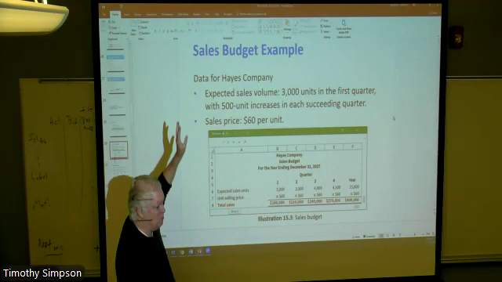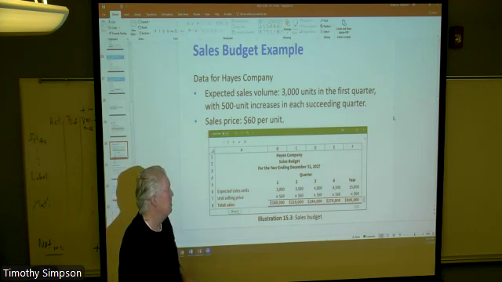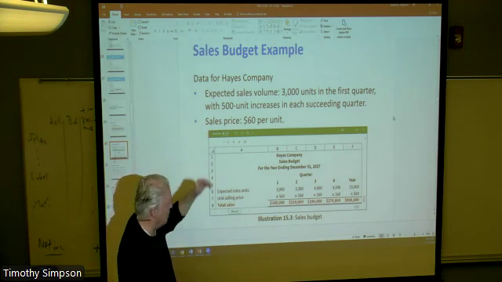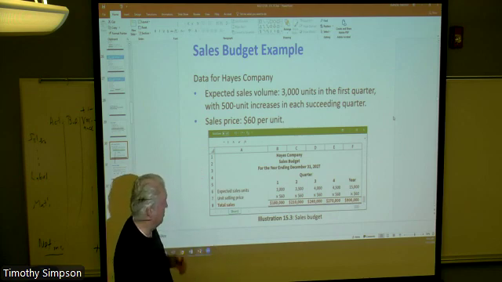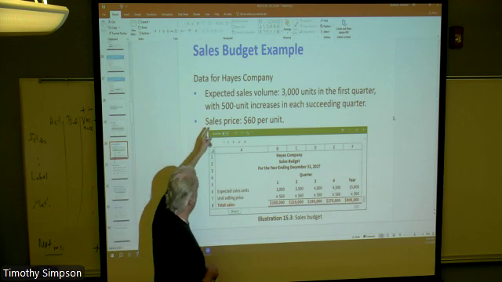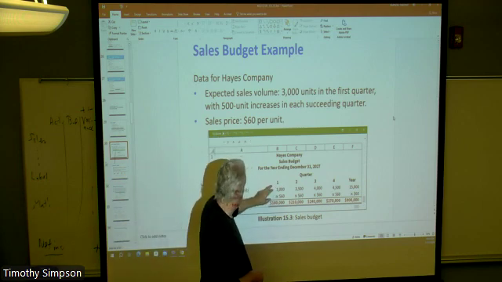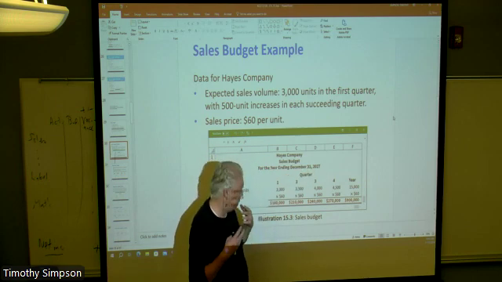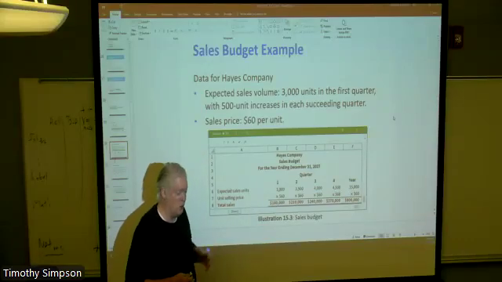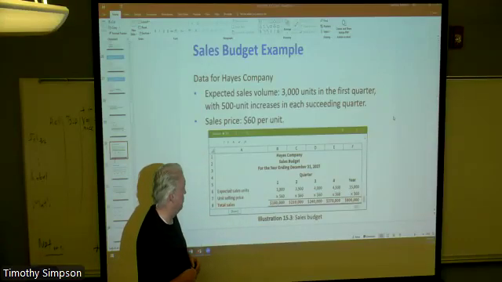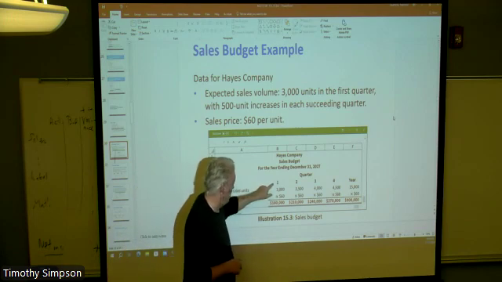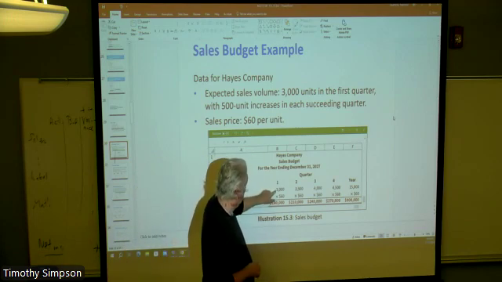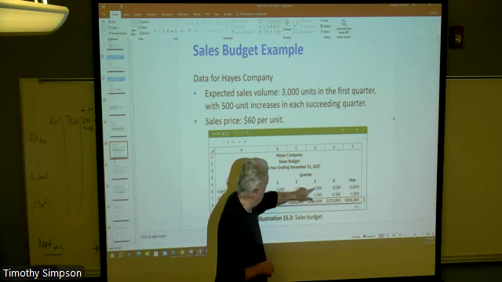But here's the preparation of that first budget, the sales budget, which we said is the primary budget from which everything else flows. The master budget is simply the collection of all of these. So we're expecting sales volume of 3,000 units in the first quarter, with 500 unit increases in each succeeding quarter. The year ends December 31st, so we know we've got a budget year that corresponds with the calendar year. So January 1st to March 31st, 3,000 units. And there's a 500 unit increase in each successive quarter.